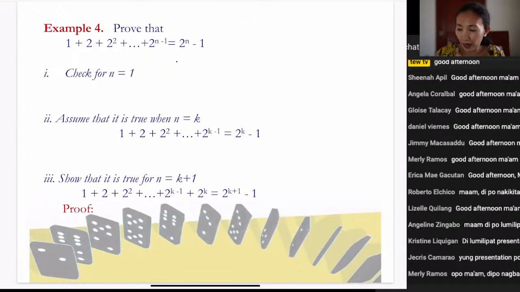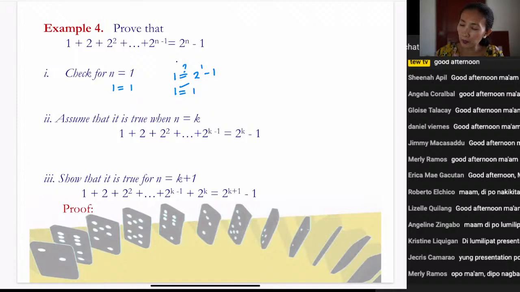So, the sum of 1, isa lang naman siya, edi 1. Okay? Tama ba? So, i-verify natin. Is it equal to 2 raised to 1 minus 1? Are they equal? 1 is equal to 1. Okay, check. Okay? Next, assume that it is true when n is equal to k.